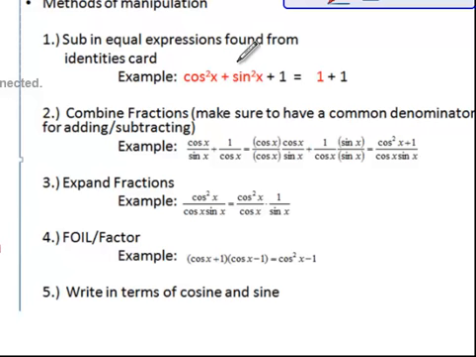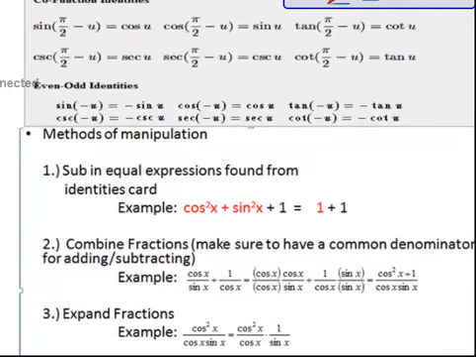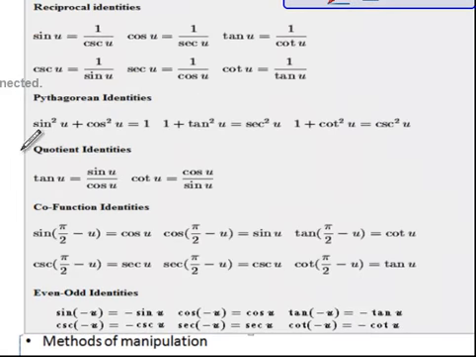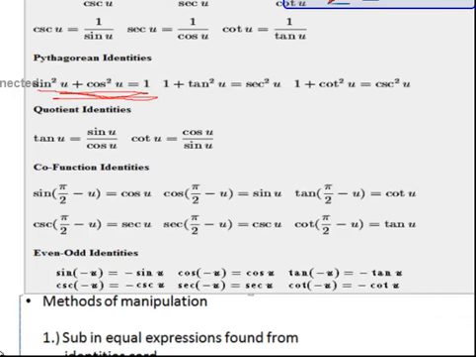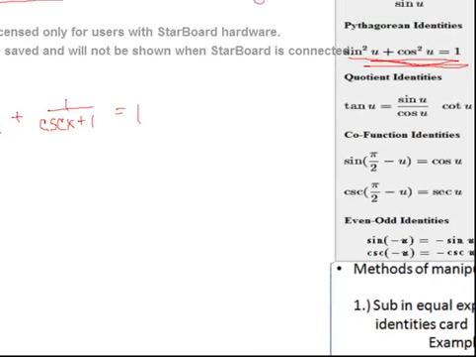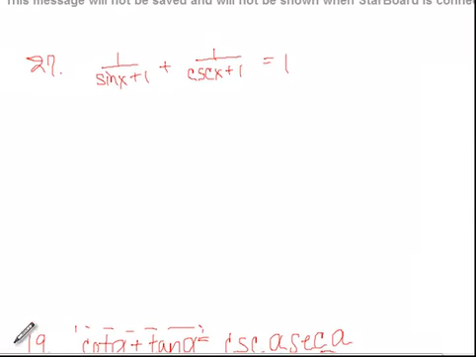Oh, look, sum and equal expressions found on the identities card. Cosine squared of x plus sine squared of x is equal to 1. We used the Pythagorean identity there in that example as well. And then, of course, we had all of these. We used the quotient identities, and we also used the Pythagorean one. Obviously, this one's big, so big. Huge. Use it a lot. All right, one last one, and then I'm going to call it quits.